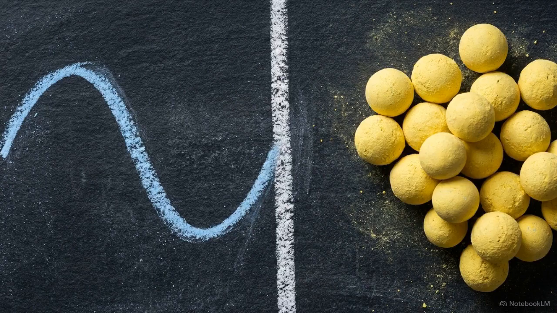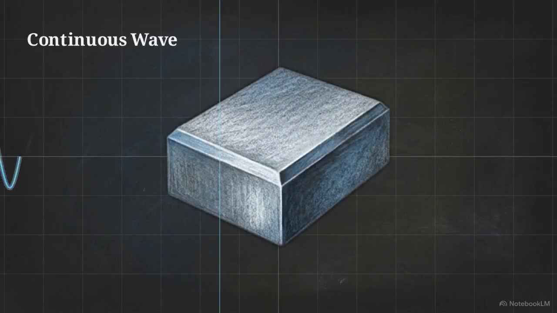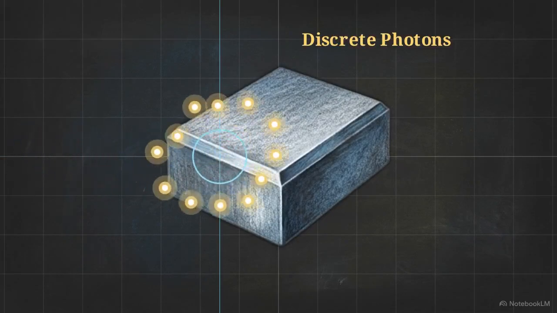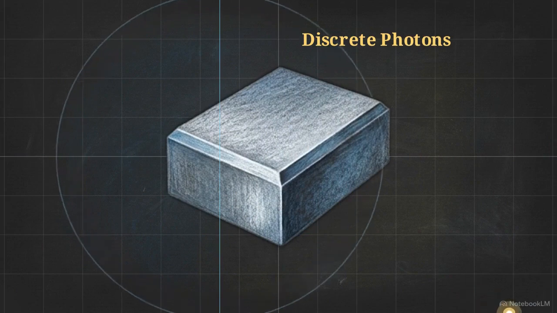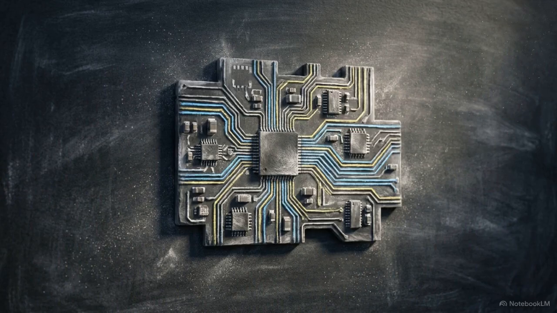The photoelectric effect forced physics to reconcile 2 seemingly contradictory truths. Light propagates through the vacuum of space as a continuous wave, obeying Maxwell's equations. Yet, when it interacts with physical matter, it acts exclusively as discrete, localized particles. This quantum mechanic is the exact mechanism powering modern optoelectronics.